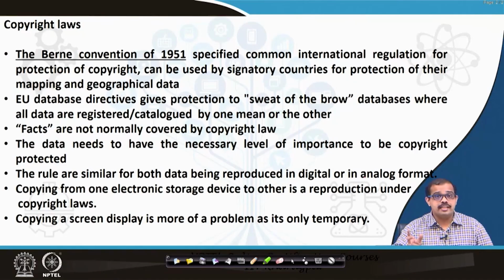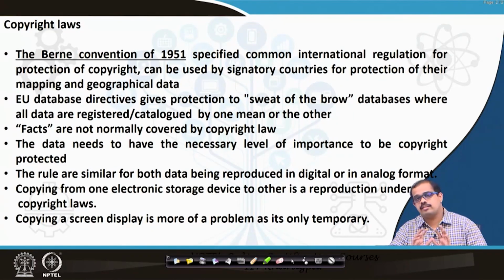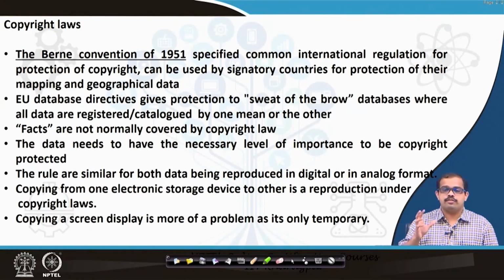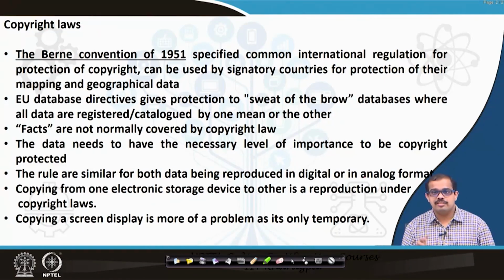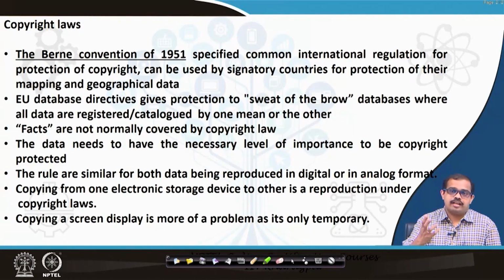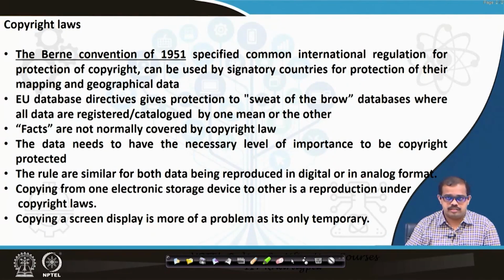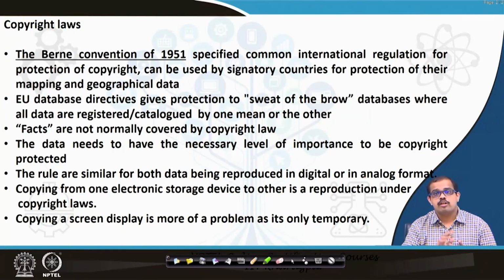Copying a screen display is more of a problem. For example, a very recent issue is that if you put presentations online, or maybe your videos online, people take a screenshot of that video and add it into their presentation. That is really a problem. But now you have reverse image search where you can find out from where that screenshot was taken, but it is really a problem in terms of copyright laws.